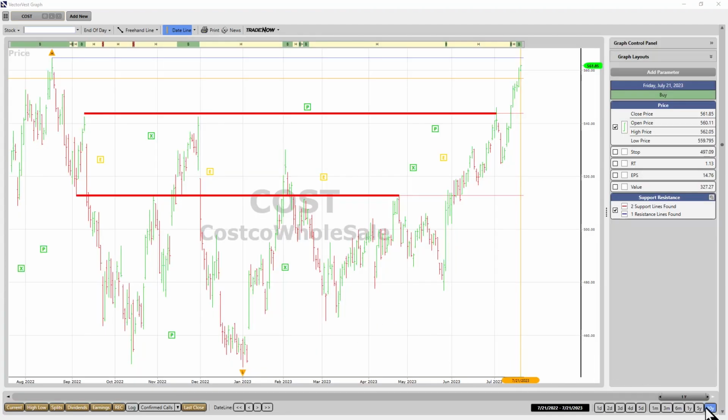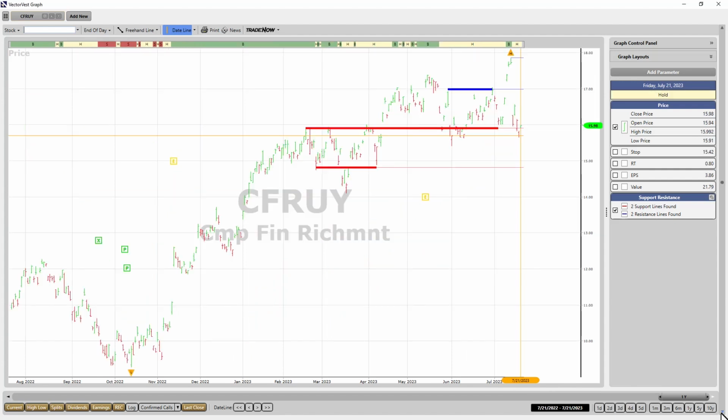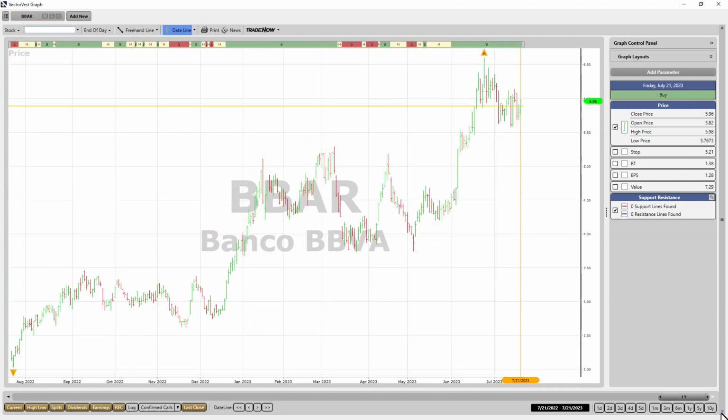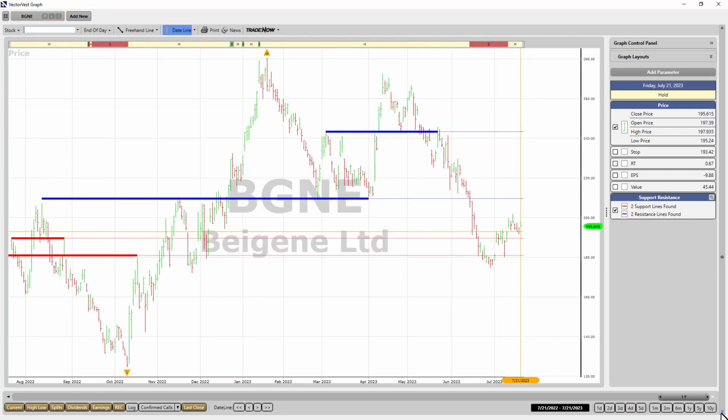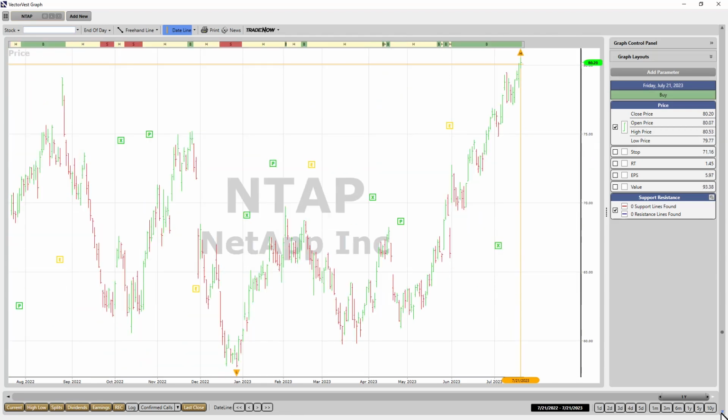Costco is approaching a 52-week high. We have CFRUY, we have BBAR, BGNE, MDT, Net Appliance, NetApp. That one looks really, really good too. In fact, let's do this.